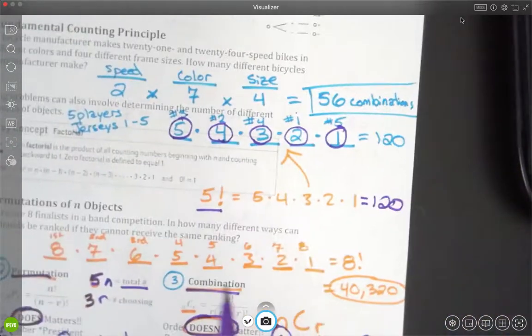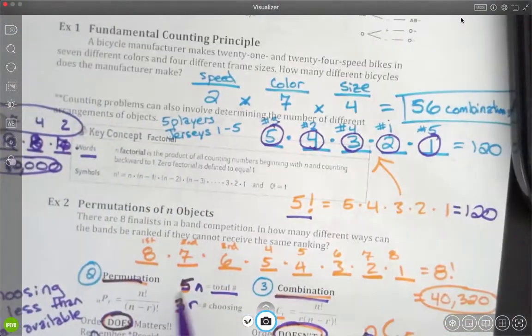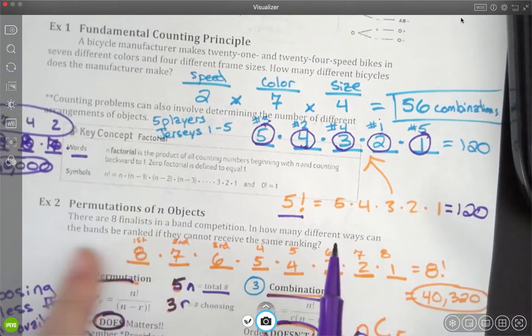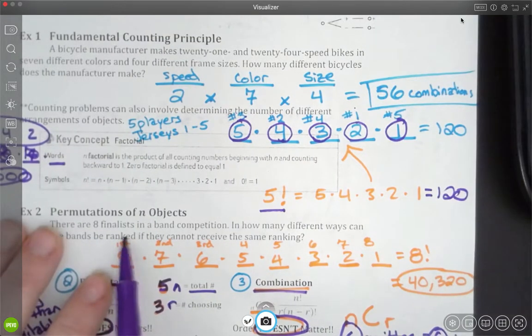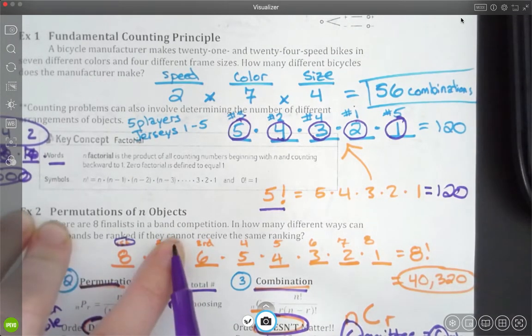So that is like the fundamental counting principle. This is another one, fundamental counting principle. So there are 8 finalists in a band competition. How many different ways can the bands be ranked if they cannot receive the same ranking? So the first place can be awarded to 8 different bands, all right? Once that first place has been assigned, I only have 7 different bands that could be awarded second place.